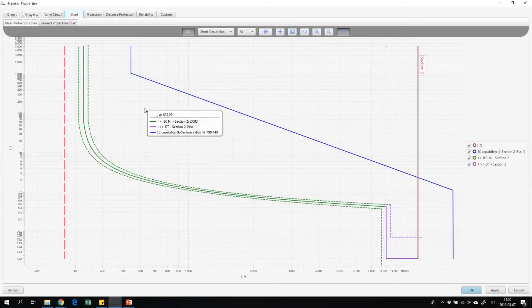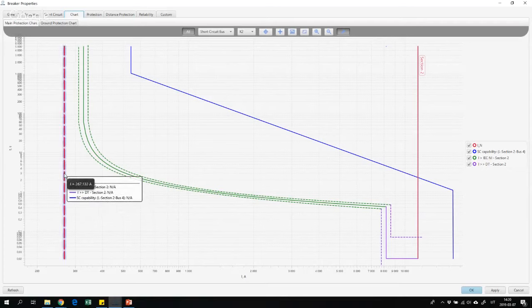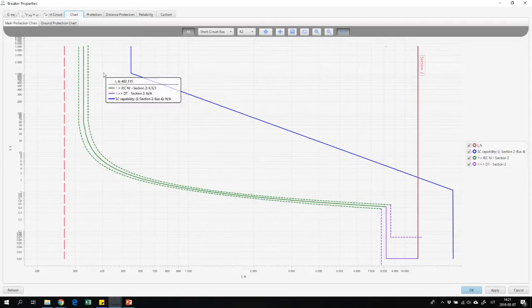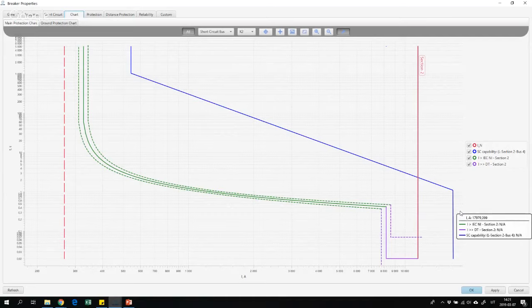Now when we have this kind of picture, we can directly see that our protection should not trip during normal load flow conditions, because this red line here shows 267, and we can directly see that our protection device setting is bigger. Then we have a cable capability curve, and we can see that this cable capability curve at all points is higher than the protection device curve.